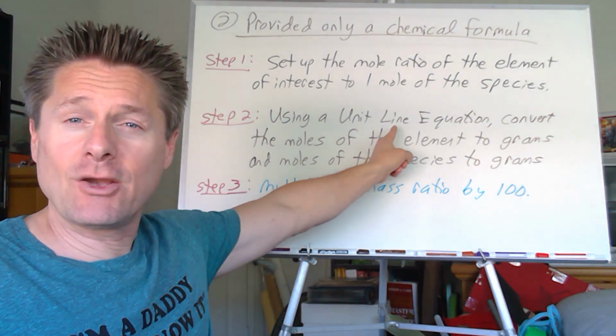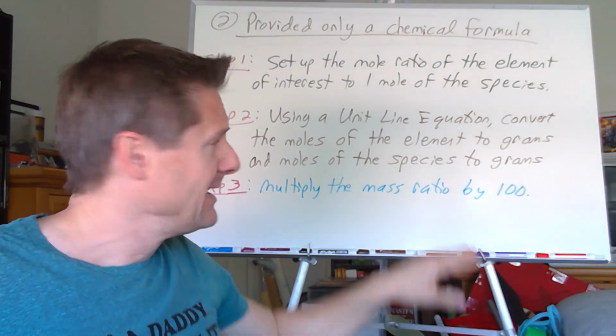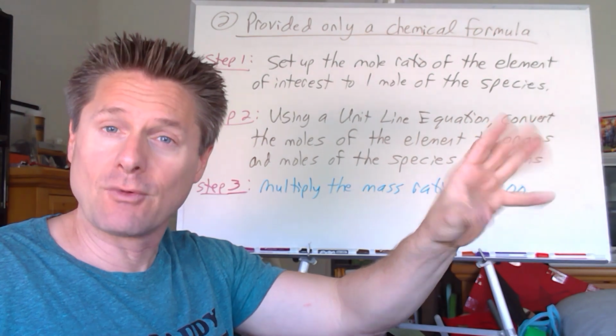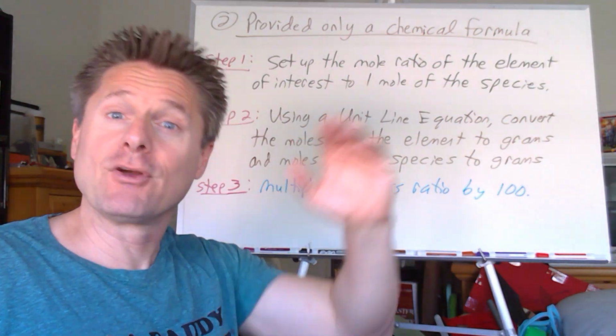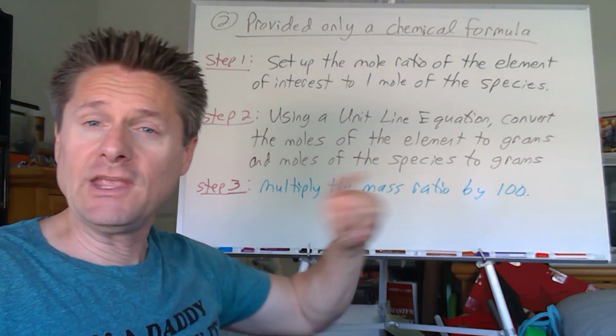Then we use a unit line equation: take the moles of the element, use the atomic mass to convert to grams, and take the 1 mole of the substance on the bottom and use the molar mass to convert to grams. And so now we have the gram ratio. You'll end up with grams of the element over grams of the substance.